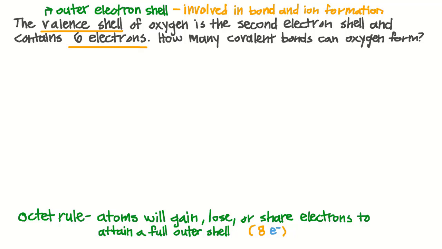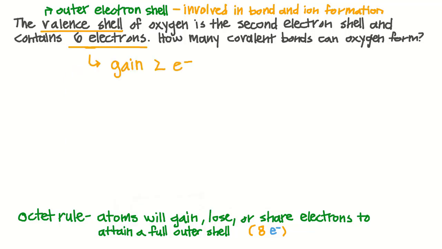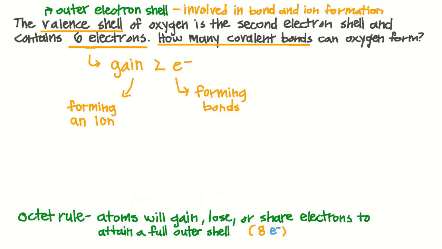The problem tells us that oxygen has 6 valence electrons. But if the problem didn't give us this information, we would be able to determine the number of valence electrons using the periodic table, since for main group elements, the number of valence electrons is consistent down a group. Either way, since oxygen has 6 valence electrons, it will gain 2 electrons according to the octet rule so that it can have a full valence shell. It can do this by either forming an ion or by forming bonds.